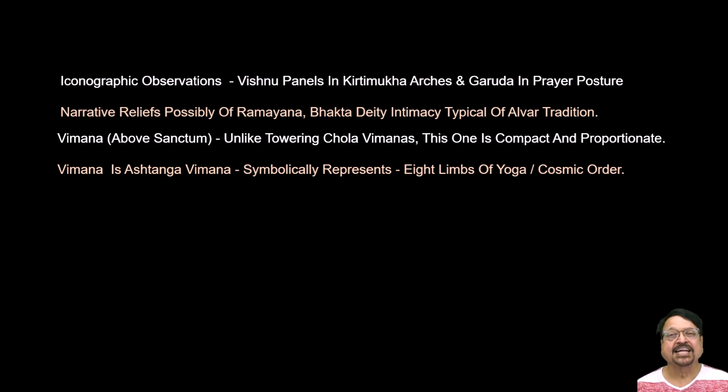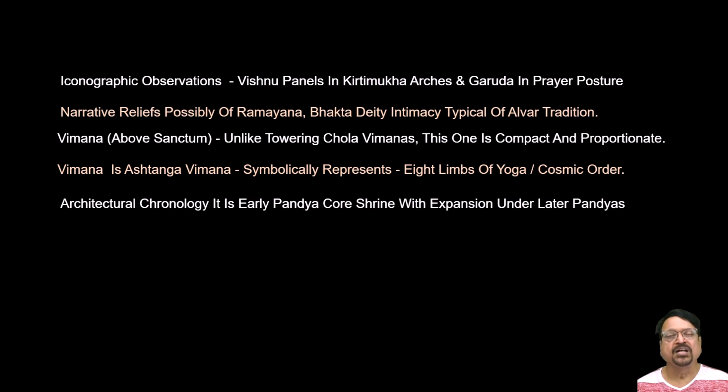So you must analyze it and know that this is one of the few temples in Dravidian style, but it has an Ashtanga Vimana. It symbolically represents the 8 limbs of yoga or a cosmic order or the directions. So 8 is a very prosperous, important number. Architecture chronologically, it is an early Pandyan core shrine with expansion later on.